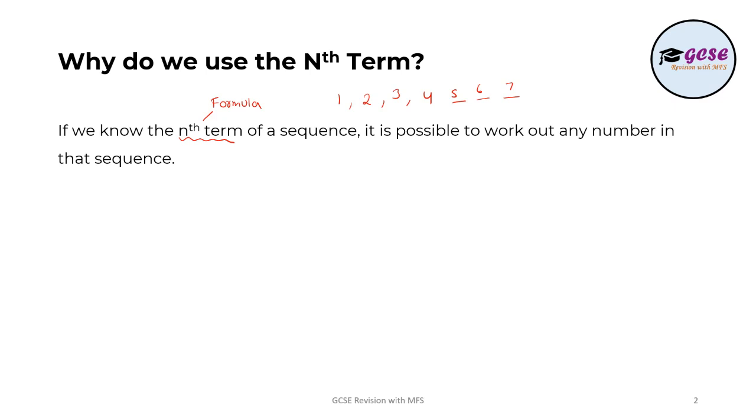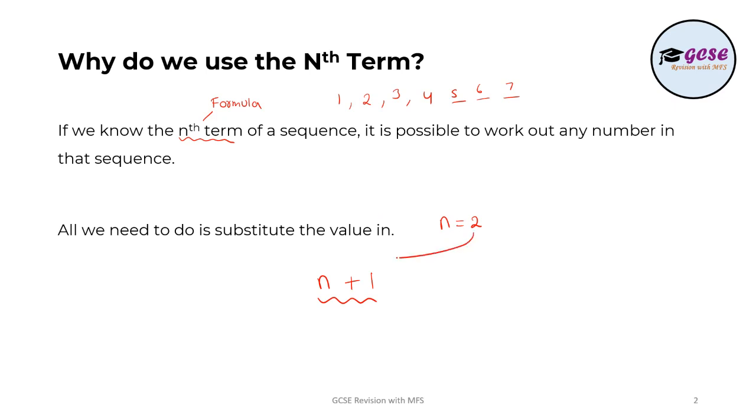Okay. So all you need to know is substitution. Substitution is a really key skill for the nth term. You need to know how to substitute in the value. Let's say we had n add 1. This is our formula, n add 1, and we're given that n is equal to 2. All you do is substitute 2 in the place of n. Then you will have 2 plus 1, and that will give you 3. That's when n is 2.